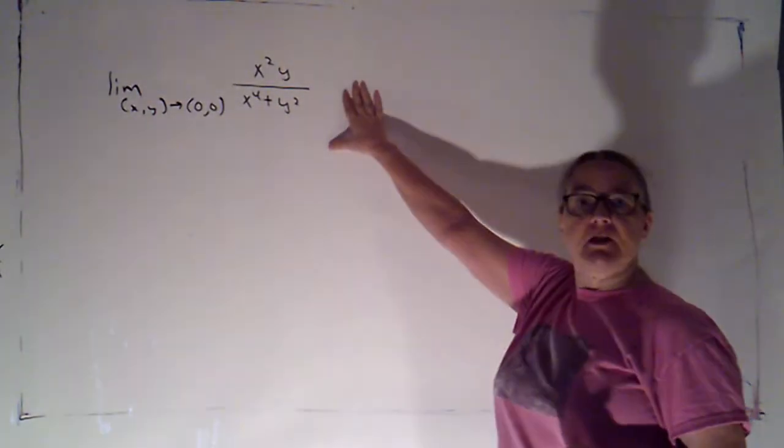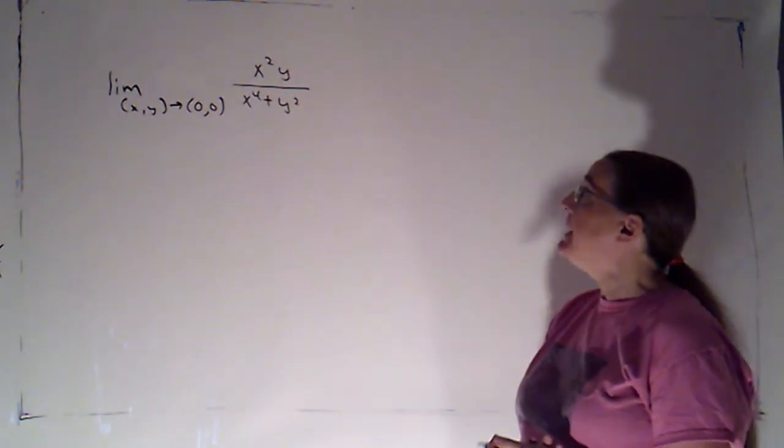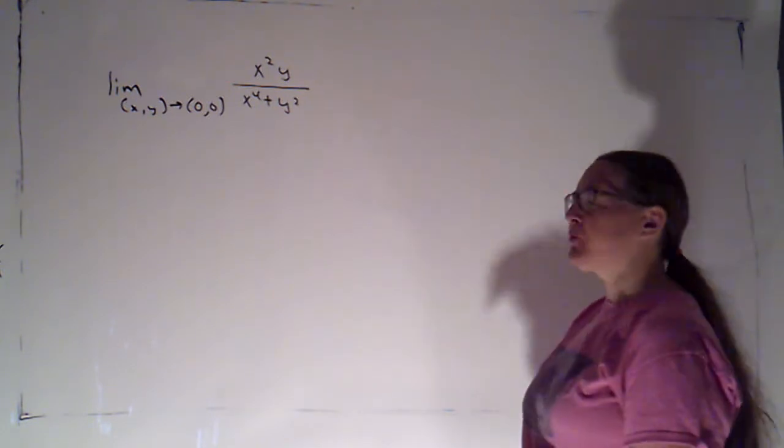I've got one more problem up here on the board. This is very similar to example 3 in your text. I've just switched the roles of x and y, but I think it's an important example to look at. It's a pretty tough one.